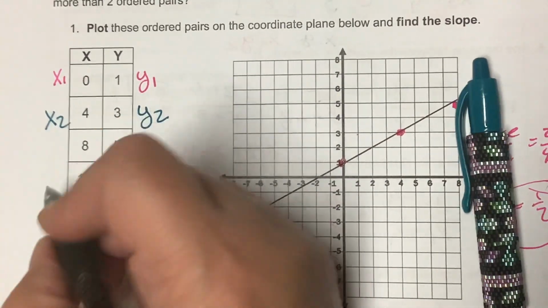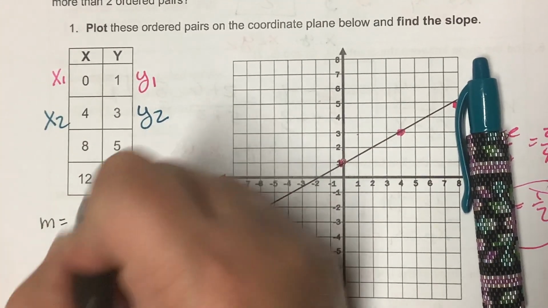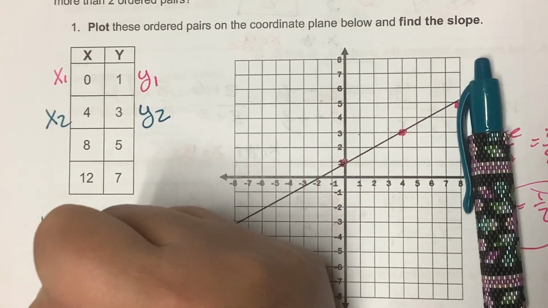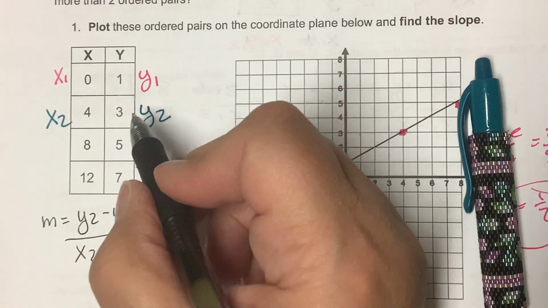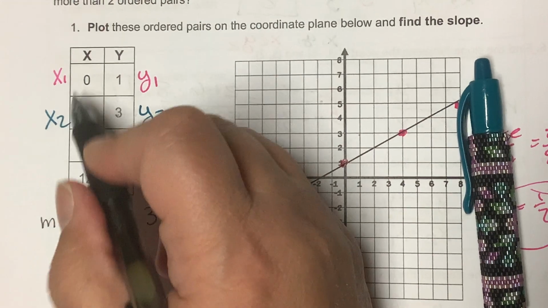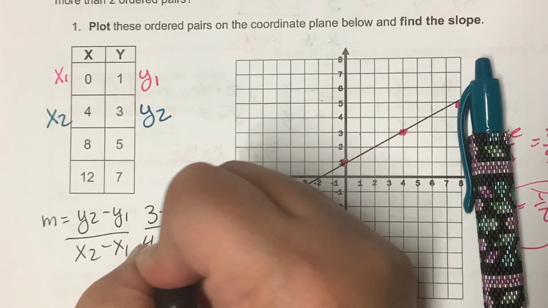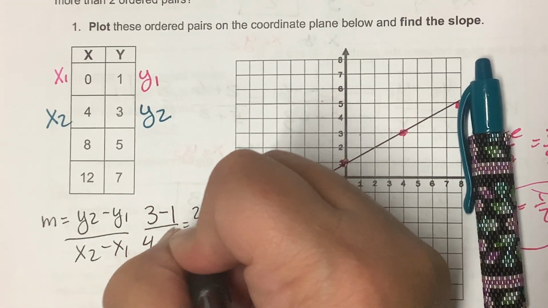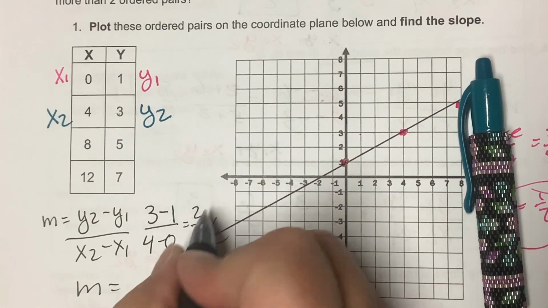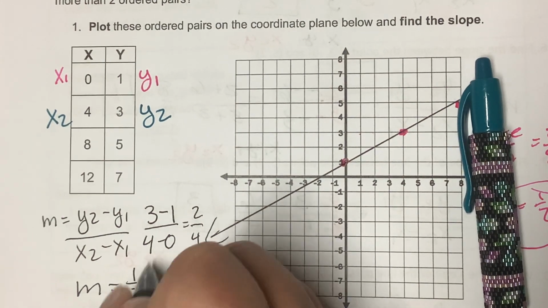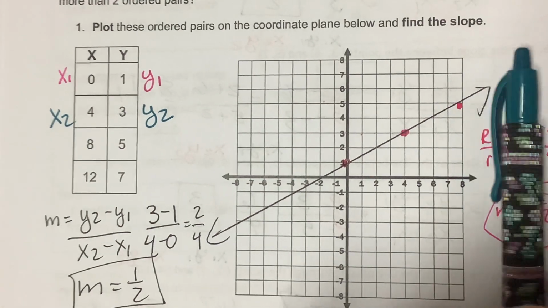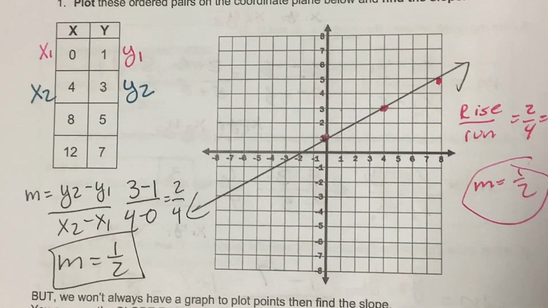My slope formula, M equals y2 minus y1 over x2 minus x1. So 3 minus 1 over 4 minus 0. 3 minus 1 is 2. 4 minus 0 is 4. And M equals 2/4 goes down to 1/2. And I have the same exact answer as I had on that side.